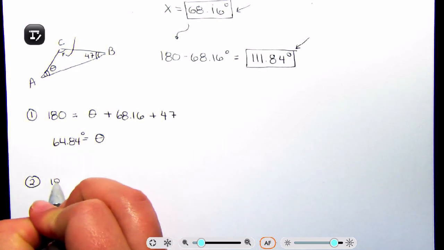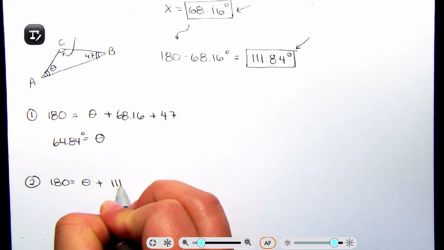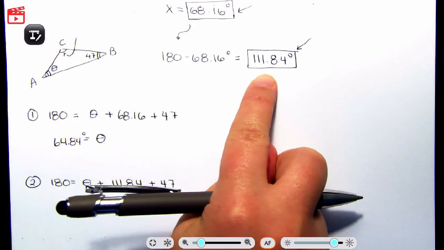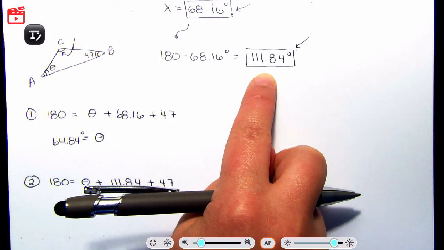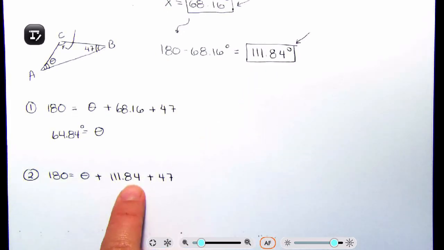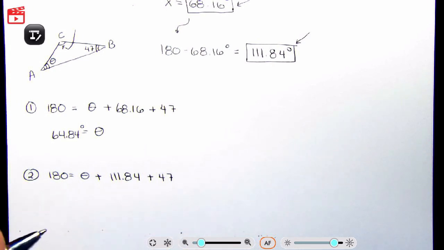So now we have 180 equal to theta. However, instead of 68.16, we're going to use 111.84 plus 47. And why can I use the 111.84? Because it's smaller than 180 degrees, and when I add it to 64, it's still smaller than 180 degrees. That means it leaves room for this third angle. If it doesn't leave room for that third angle, that means it's not a possible angle measure. Oops, instead of subtracting, I added. So let's subtract.